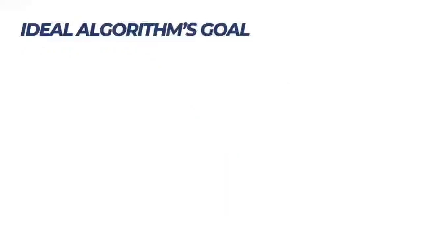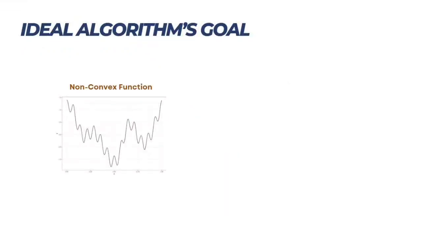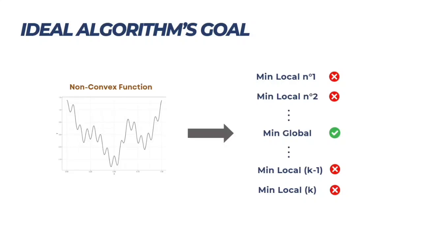And in the general case, the functions are not necessarily convex. They increase and decrease many times within the definition space, presenting a lot of minima. For that, an ideal optimization algorithm is the one that is able to escape all local minima, and not only that, but also guarantee a convergence directly to the global minimum of the function.